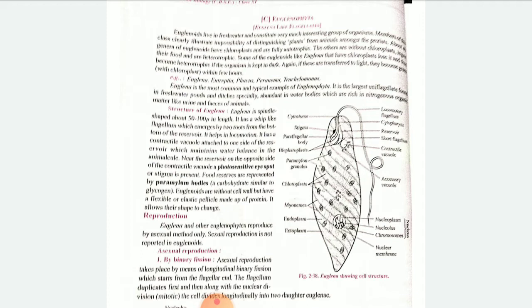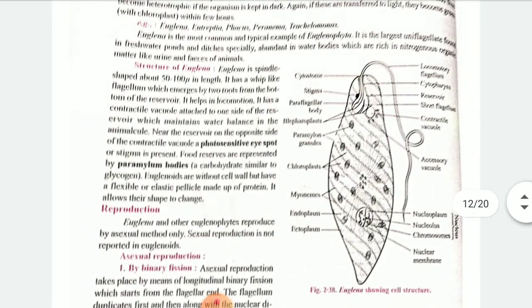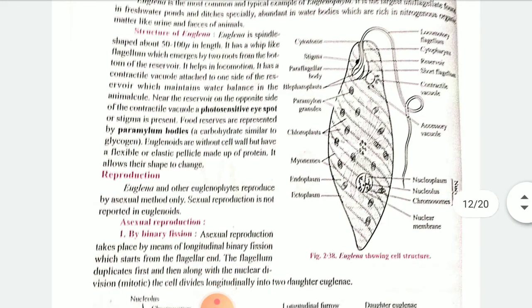It is very common, okay, and they are the largest uniflagellate found in freshwater ponds, ditches, okay, especially in the urine and feces of animals also they are present. You can see the structure very nicely given, and this is the first organism where the eye spot is present. That is, they are sensitive towards stimulation.